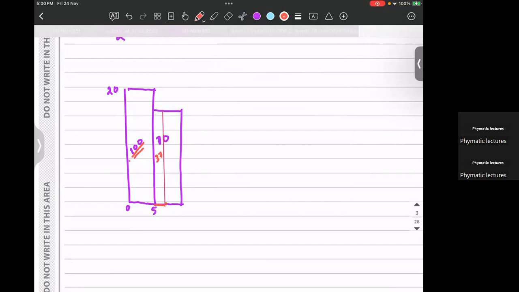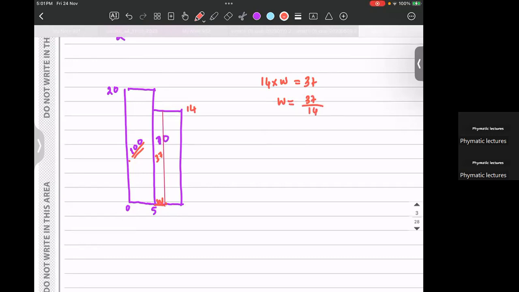So 100 plus 37 is 137. Let this width be W, such that this height is 14. So 14 times this width is the total area, which is 37. Therefore, that width is 37 by 14. Am I right? So the value is 37 upon 14.